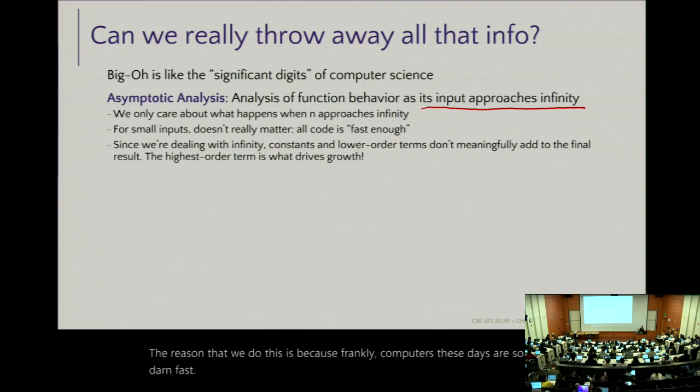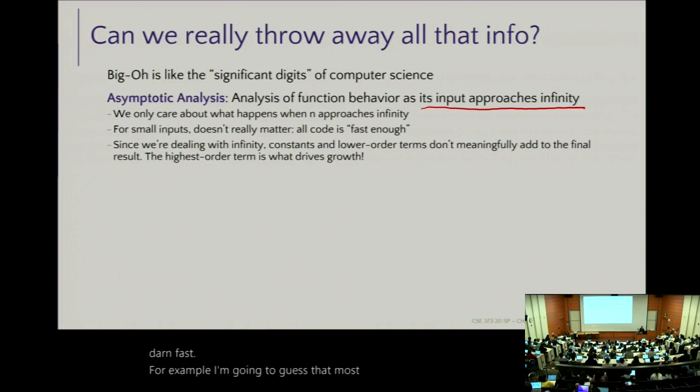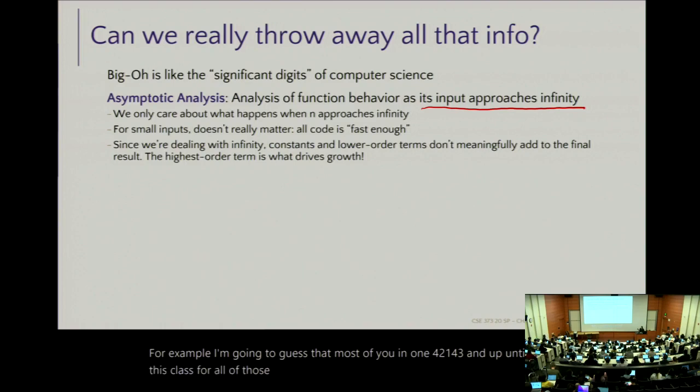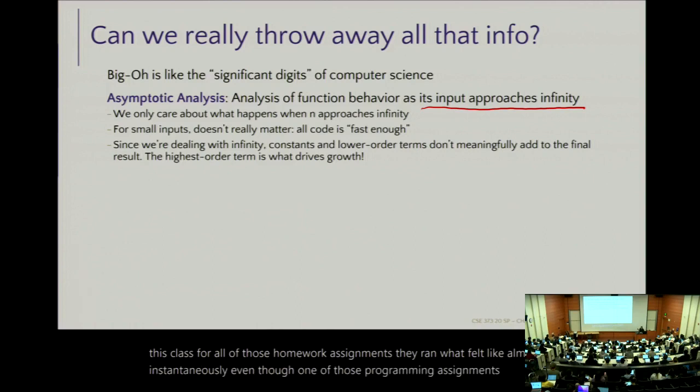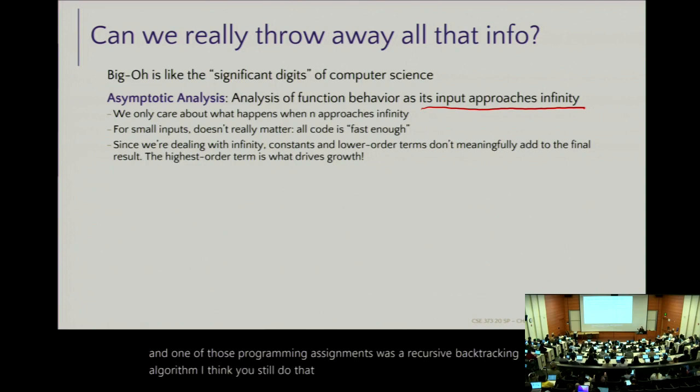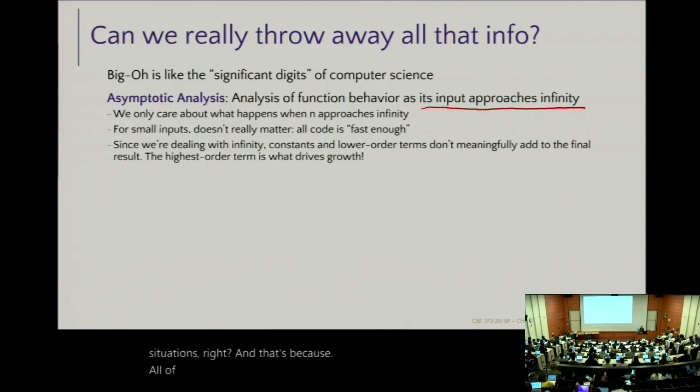For example, I'm going to guess that most of you in 142, 143, and up until now in this class, for all of those homework assignments, they ran what felt like almost instantaneously. Even though one of those programming assignments was sorting, and one was a recursive backtracking algorithm. I think you still do that in 143? Those things, even on my Surface Pro 7, run so fast that the difference in those situations is essentially negligible.